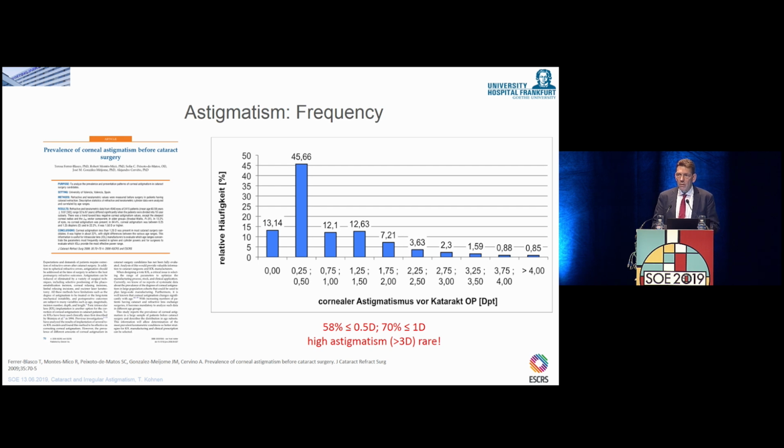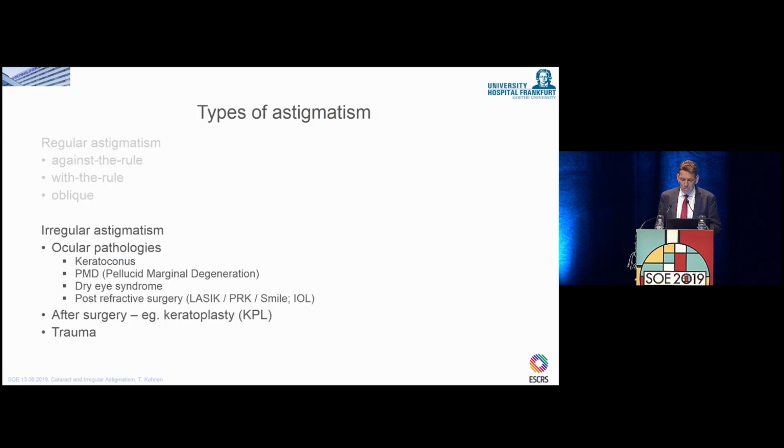Beatrice showed this slide in her previous nice lecture on the multifocal and EDOF lenses. And again, you see that in our population, we have only 58% below half a diopter, meaning that approximately 30, 35, 40% are above this, and below 1 diopter, 70%.